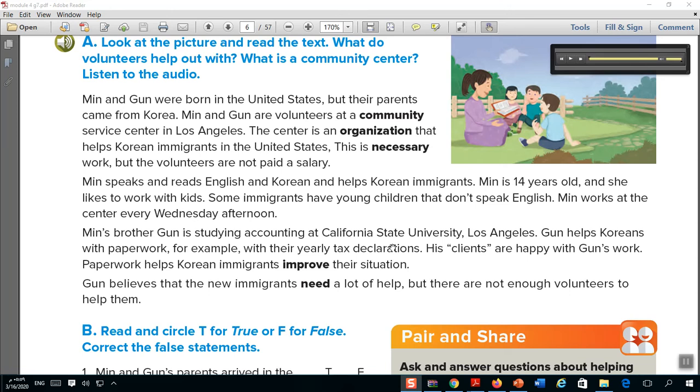Okay, so now we are going to listen and follow the speaker in our books and try to find answers for these 4 questions. Okay, let's start listening to the text together.